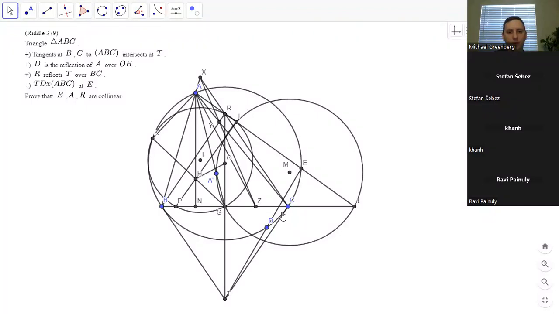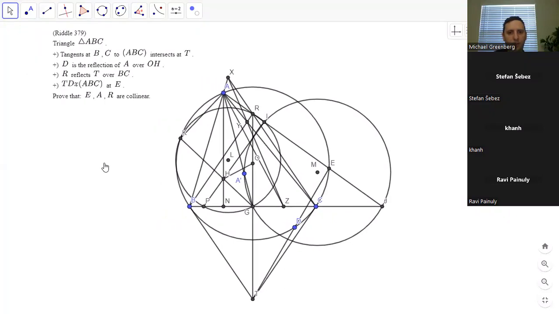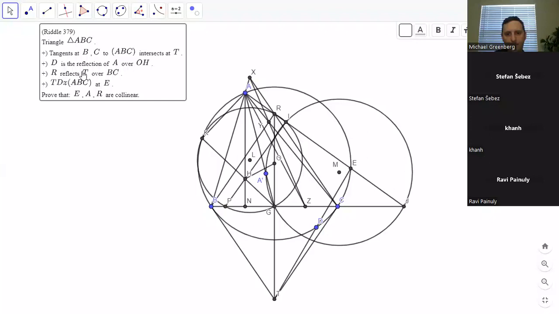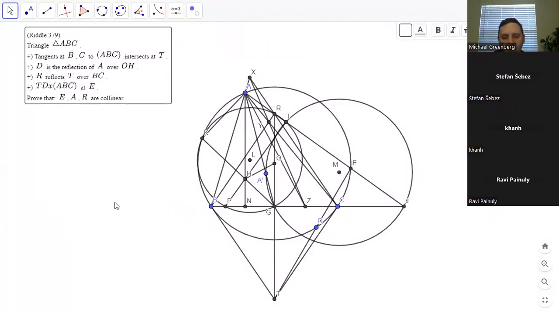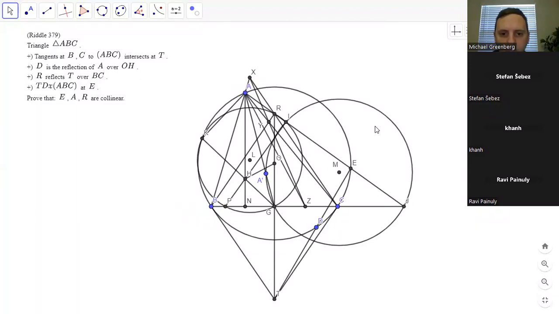Okay, so all right, let me think about this. So we redefine things a bit here. We let BA intersect CRX and we let BR intersect XZ.